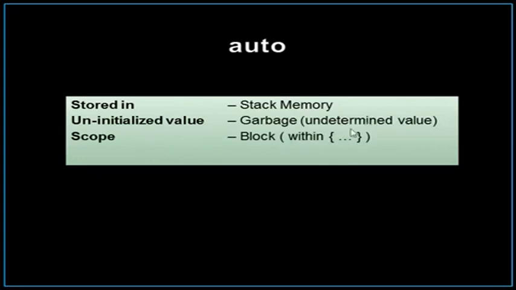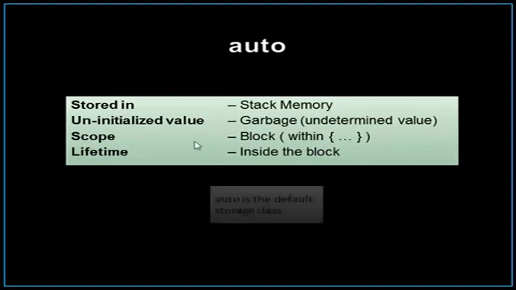The scope we looked at is defined by the block in which it is declared, right, within the braces. The lifetime is inside the block. Once the control goes outside the block, you cannot use the variable, right? The variable dies after the control goes out of the block. Life and scope are very closely related terms. Auto is the default storage class, we know this.